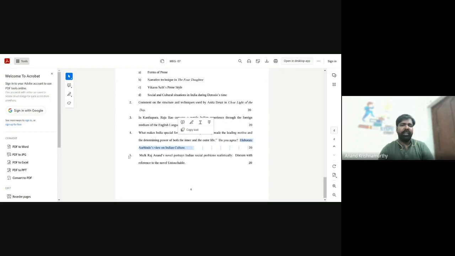They go on to read the study material, copy the material from there, and write or elaborate Aurobindo's view on Indian culture. They conveniently ignore whether they agree or disagree with his views. If you agree or disagree, it's not simply saying, yes, I agree with Aurobindo's view. It is also about bringing in your perceptions on whatever he has stated.